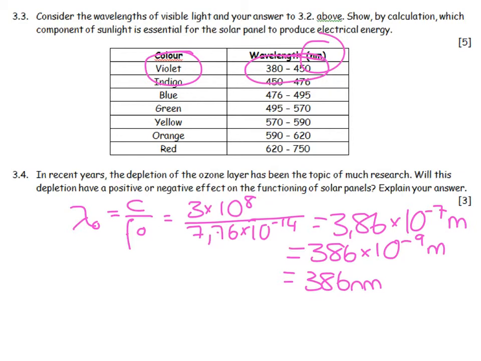In recent years, the depletion of the ozone layer has been a topic of much research. Will this depletion have a positive or negative effect on the functioning of solar panels? Explain your answer. The depletion of the ozone layer is a terrible thing, but in terms of solar panels, it's a fabulous thing. Okay? I took the people who said negative, it might give too much sunlight. I gave you some of your marks, but really, what do you got? You've got more UV light, more intense.